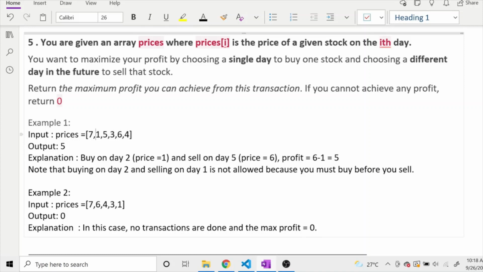On the second day, we have bought an item for rupees 1, and we can see that if we sell this item on the third day, we will have a profit of 4 rupees. But if we sell the similar item on the fourth day, that is this 3, we will have a profit of 2 rupees. And if we sell this item on the fifth day, we will get a profit of 5 rupees, because we have bought the item at 1 rupee and we are now selling it at 6 rupees. And similarly, if we are selling on the last day, we will again get a lesser profit.